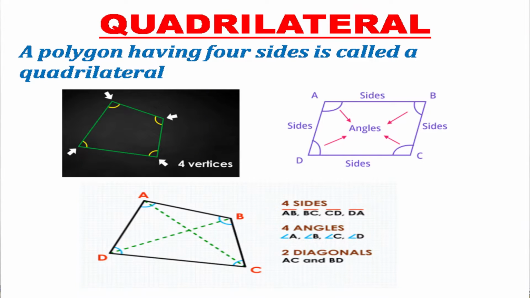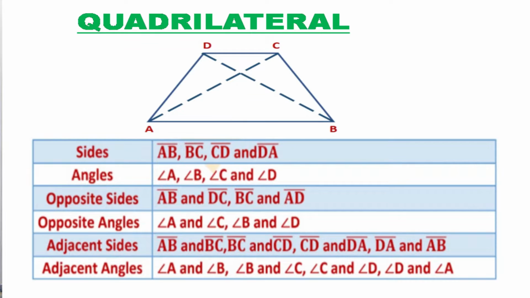A polygon having 4 sides is called a quadrilateral, and you can see on the screen the quadrilateral being made. The 4 corners are called the vertices, and in the second figure you can clearly see the line segments forming the quadrilateral, termed as the sides of the quadrilateral, and the angles being marked. How many angles are marked there? There are 4 angles. And in the third figure, the quadrilateral ABCD, the 4 sides, 4 angles and 2 diagonals are named.